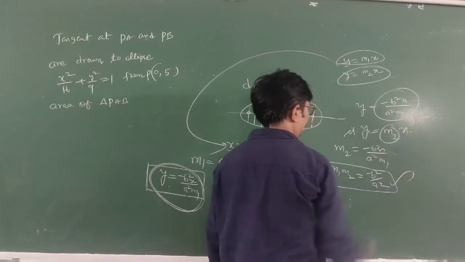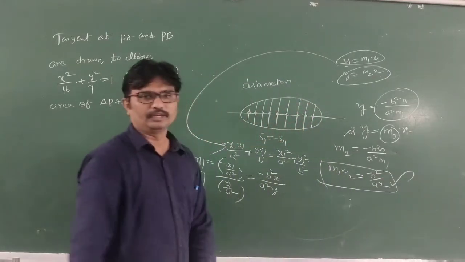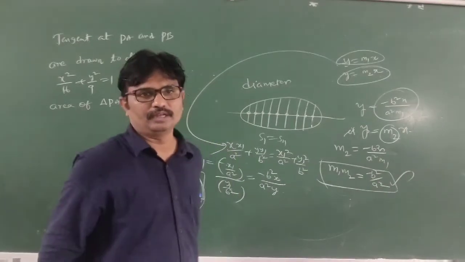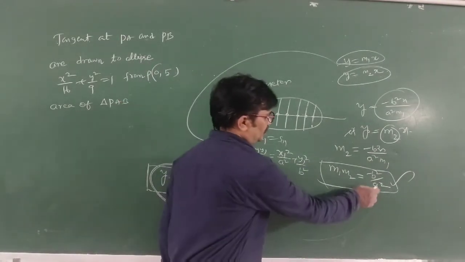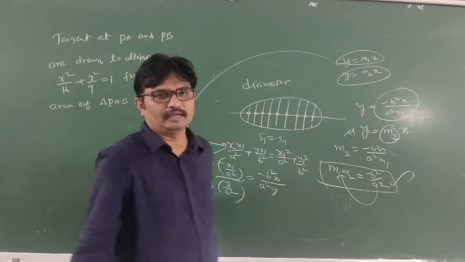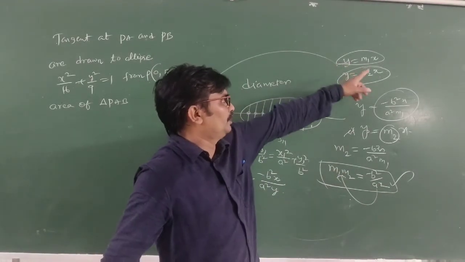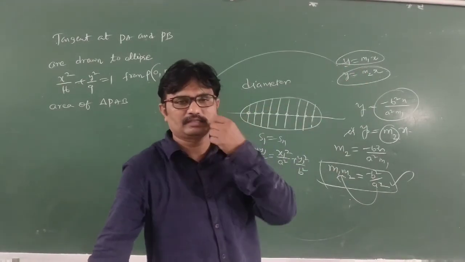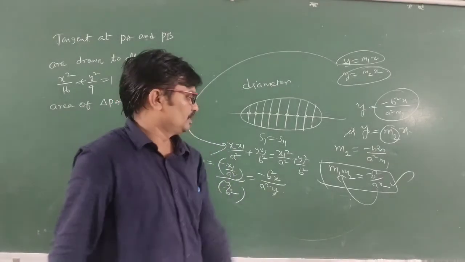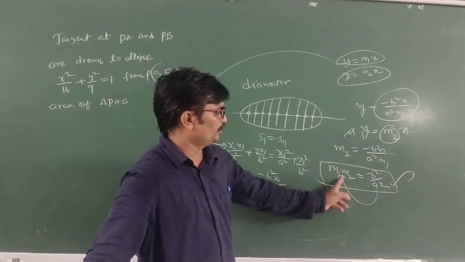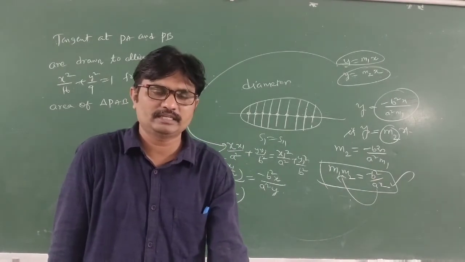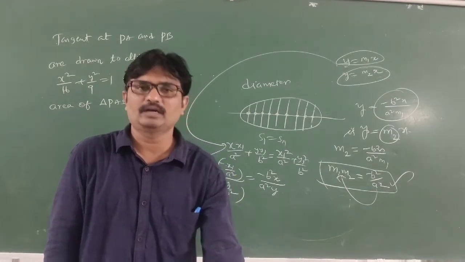This is important, but in the syllabus it is removed; only m1 m2 is given. So you can verify in any reference book, where m1 m2 is given as minus b square by a square. When y equal to m1x and y equal to m2x are conjugate diameters to the ellipse, the standard result is m1 into m2 equal to minus b square by a square. Minus b square by a square.